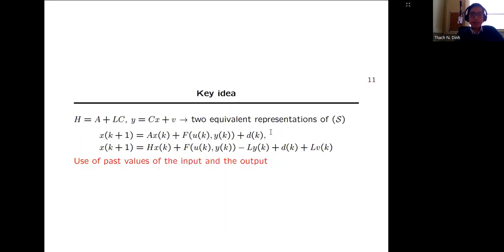Now we will go into more detail of the proof, the computation. Because S equals A plus LC, and we have the output y, we have two equivalent representations of the considered system S. The first one is the considered system, and in the second one we replace A by S minus LC. So we can obtain the second representation.